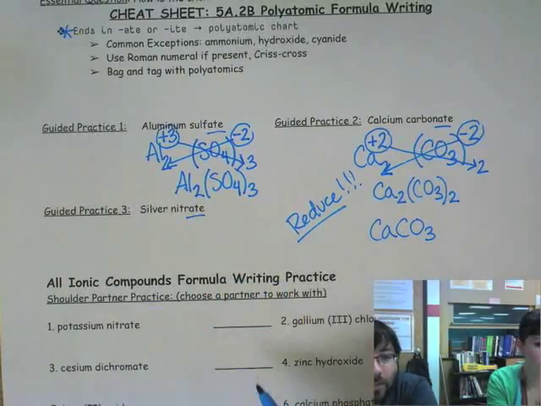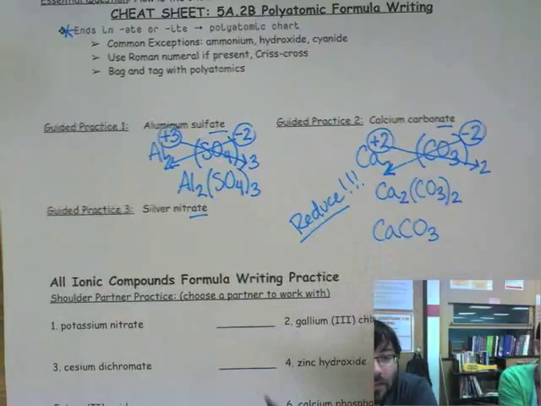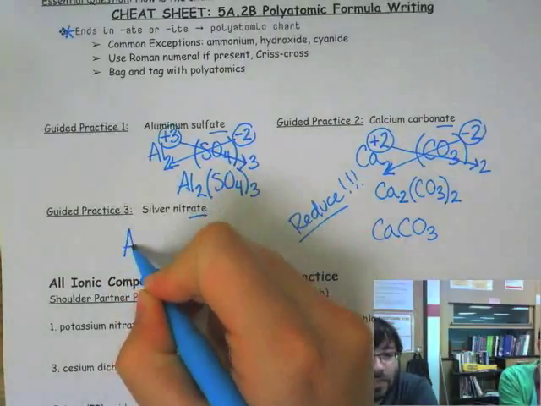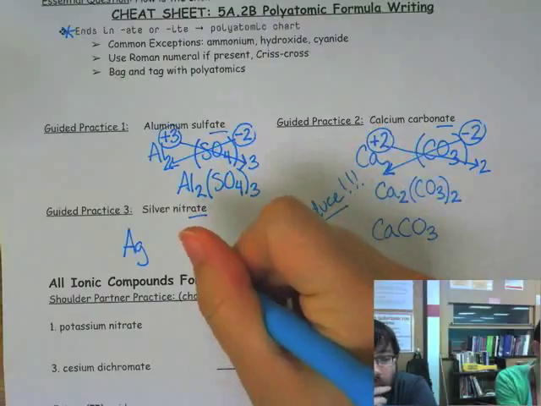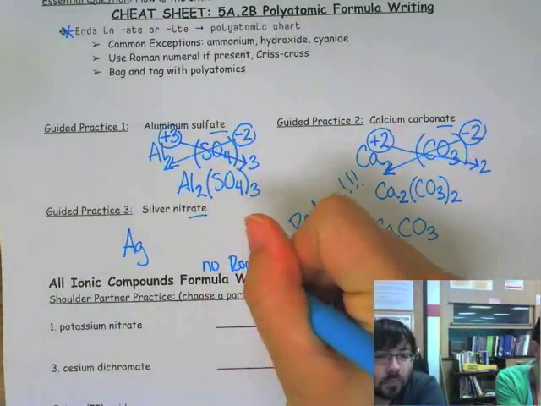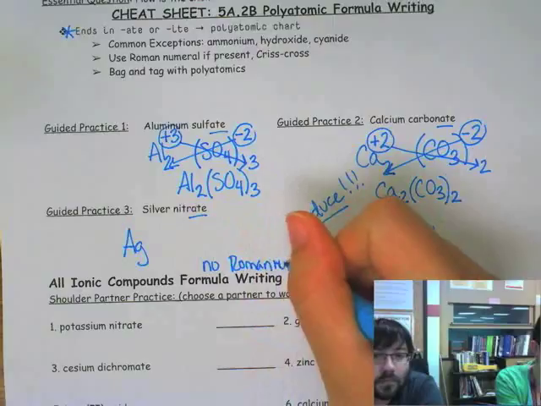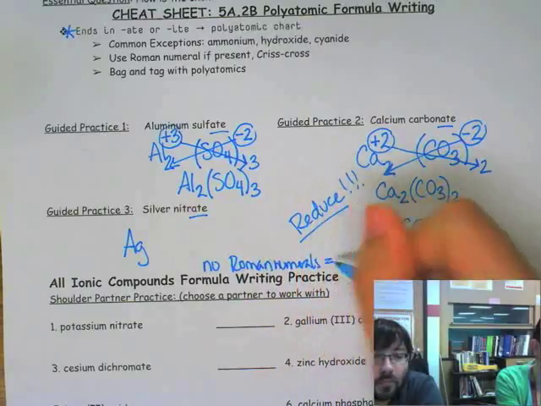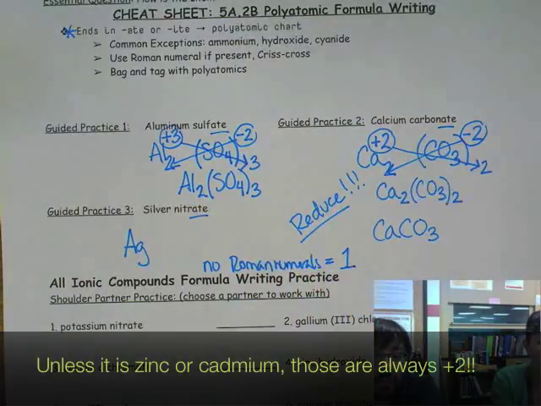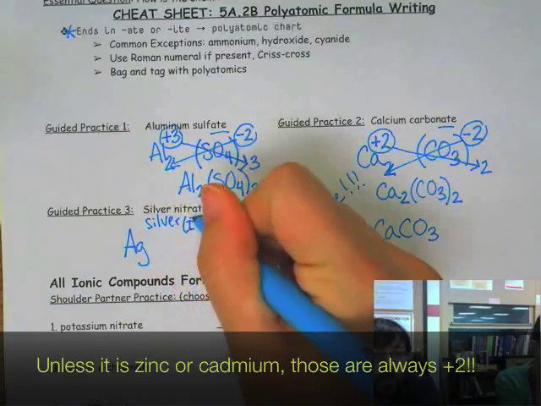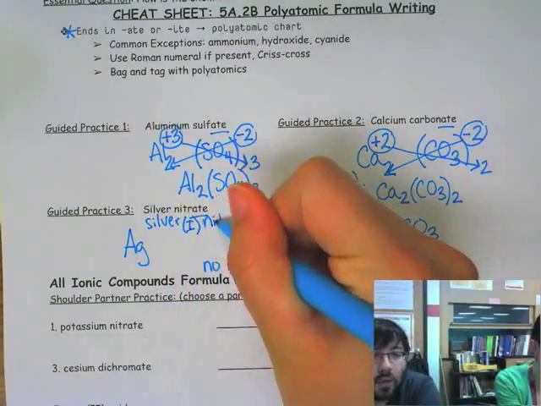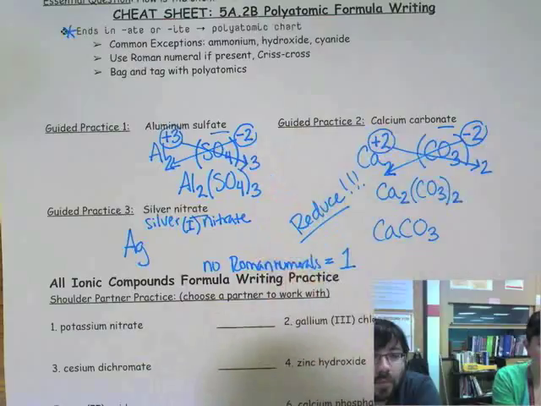Uh-oh. This is a transition metal. Well, what do I do? Because it's a transition metal, but it does not have Roman numerals. What does that mean? You're right. If there are no Roman numerals, it equals 1. I only have one Ag. So that'd be the same thing as silver 1 nitrate. It's got a charge of 1. Oh, okay. It's exactly the same thing.